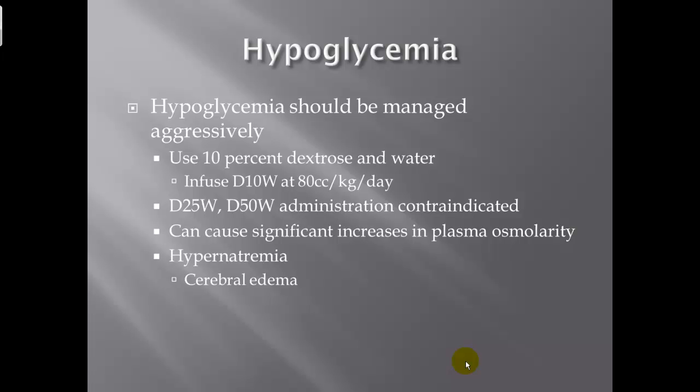Hypoglycemia should be managed aggressively. Use 10% dextrose and water. Normally we infuse dextrose 10% in water at 80 cc's per kilogram per day. Dextrose 25% and dextrose 50% are contraindicated, because they're going to cause an osmotic shunt. A very thick material, it'll pull tons of fluid to it. It can cause hypernatremia and cerebral edema. So please be sure that you're close to or delivering 10% dextrose and water.